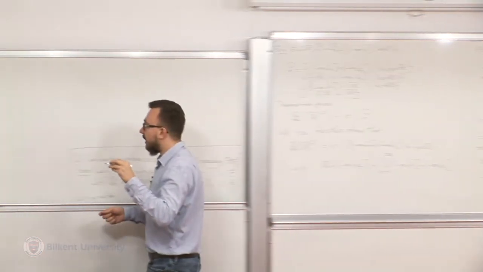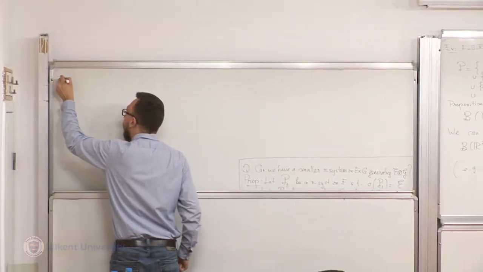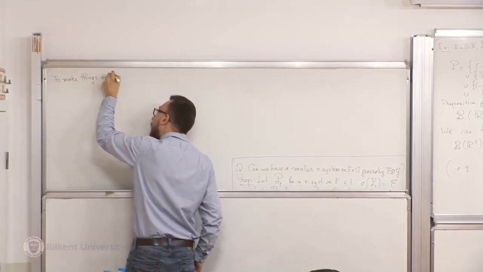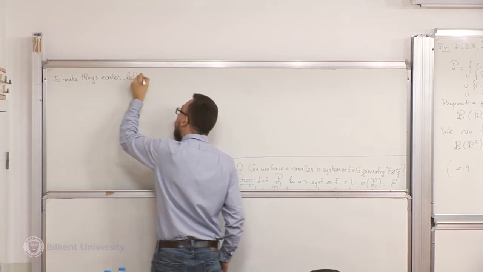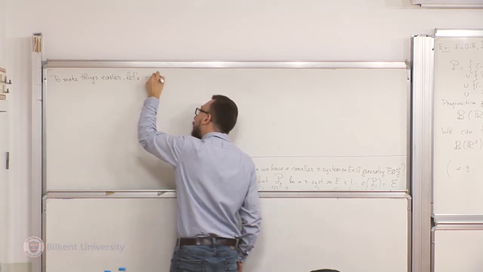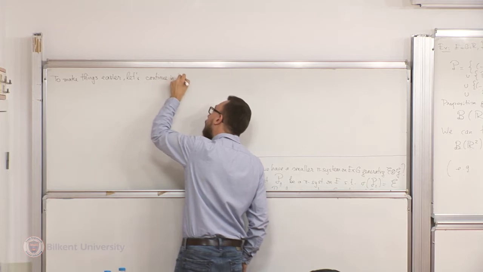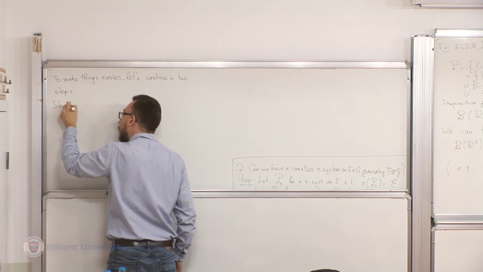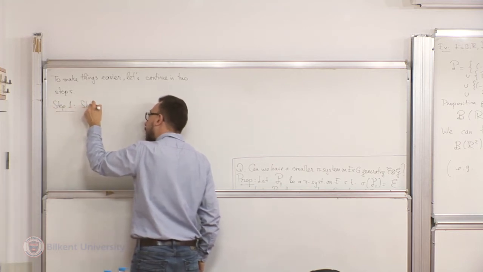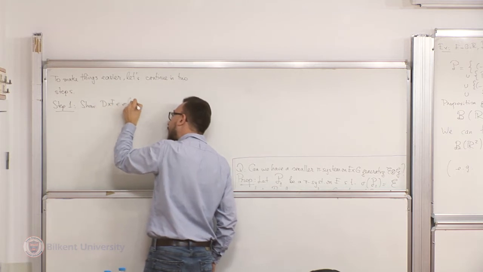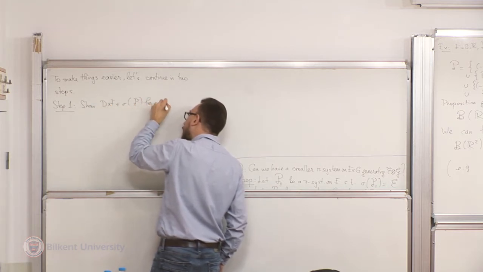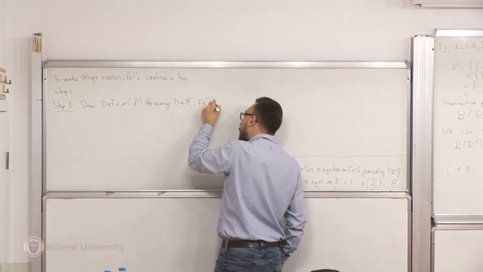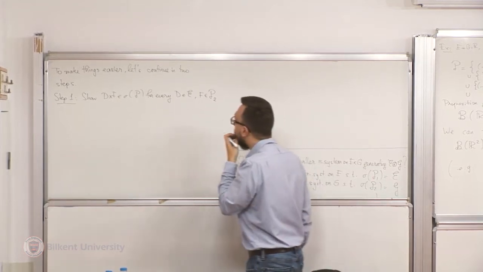Okay? So to make things easier, let's continue in two steps. Step one is to show D cross F is in sigma P for every D in E, but F in pi 2, pi system number 2.